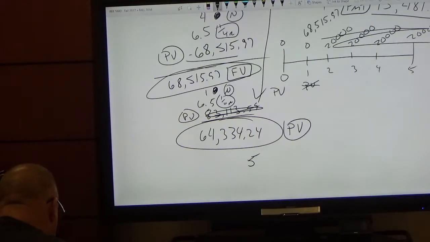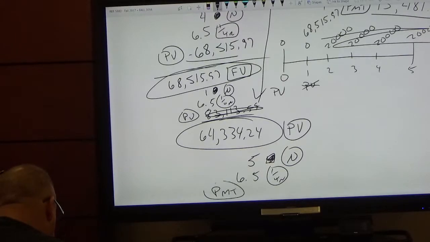Yeah, but then for 5 years, to spread it out at the 6.5% to find out what the equivalent payment would be. If it's 15.4, you want to reduce it for it. Right.